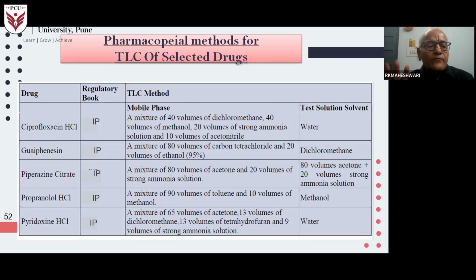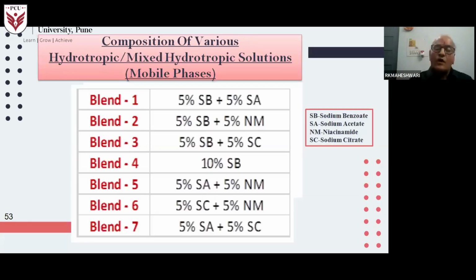What I want to say is, if you see the IP method of these drugs, for ciprofloxacin hydrochloride the IP method for TLC involves dichloromethane, methanol, acetonitrile. These are three class 2 organic solvents. For the guaifenesin IP method, carbon tetrachloride and ethanol. So you will find one or more organic solvents which are volatile. The vapors go inside your body. Now today you will see that you can perform the TLC without organic solvent.